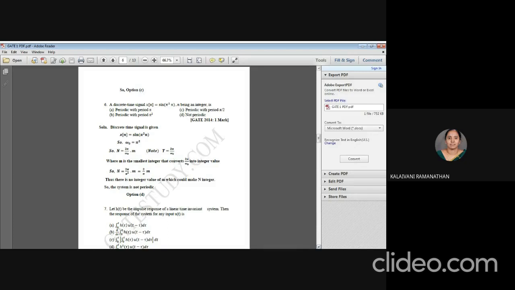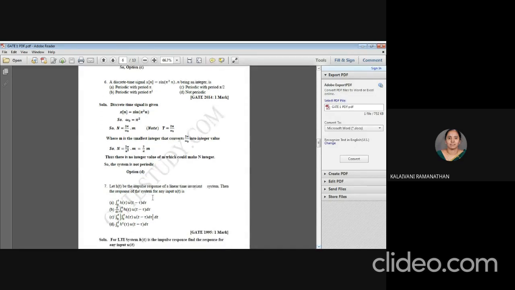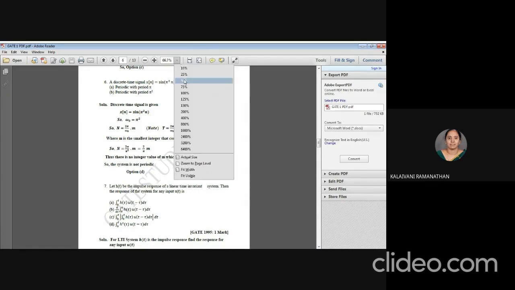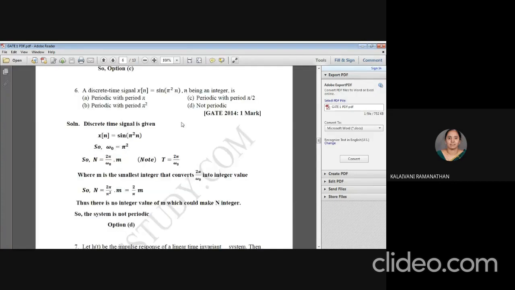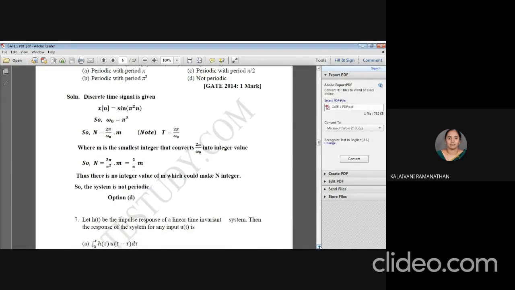Let us see the next problem. Let h of t be the impulse response of a linear time invariant system. Then the response of the system for any input u of t is... For this, you have to consider the general equation, that is, you have to relate your input and output with the impulse response.